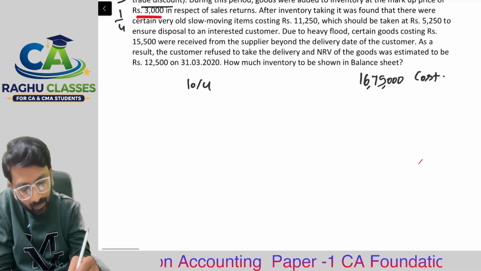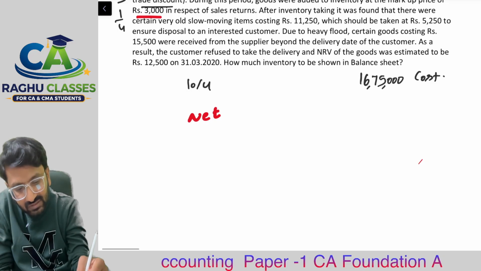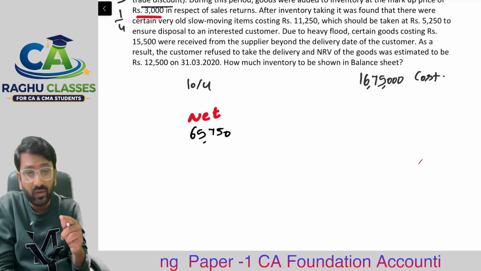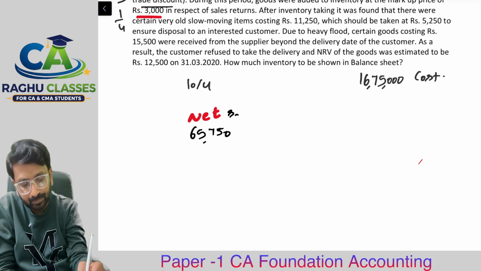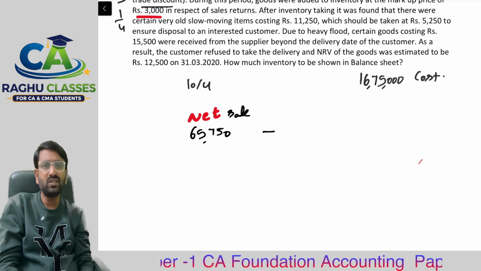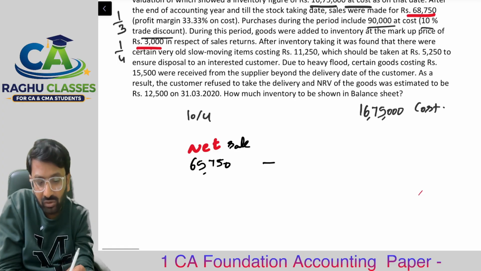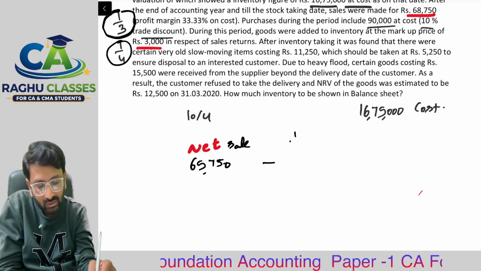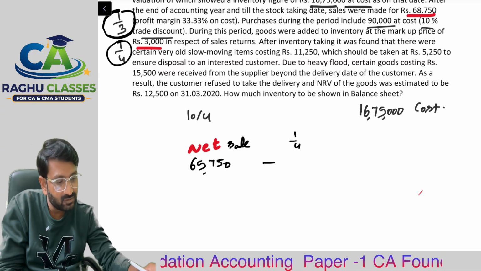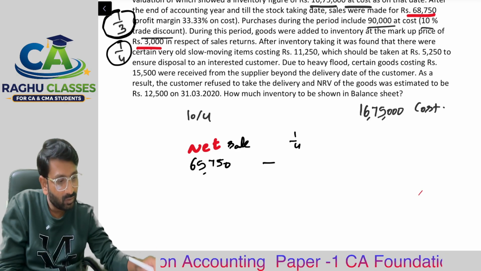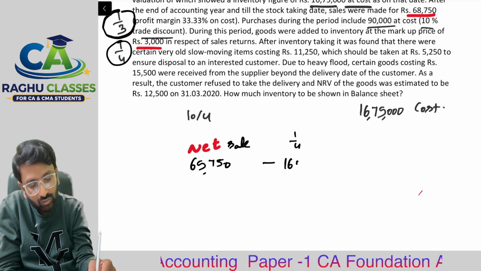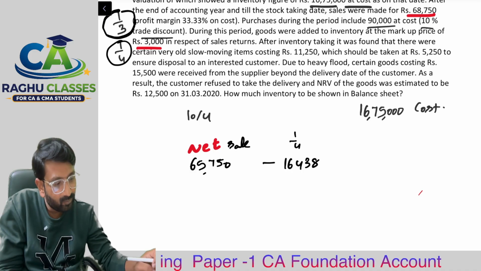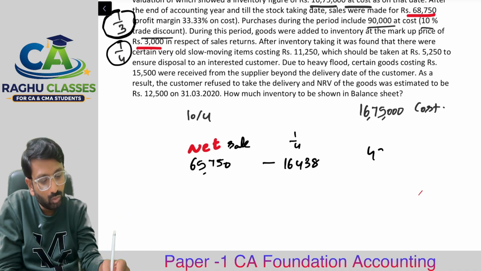So can we say net sales 65,750. This is what I've sold, net sales. In that sales, we have a gross profit of 1 by 3 on cost. So it is 1 by 3 on cost. Can I say it's going to be 1 by 4 on the sales? So I'll find out 1 by 4 of the sales. Profit will be 16,438. So the cost of the goods sold is 49,312.